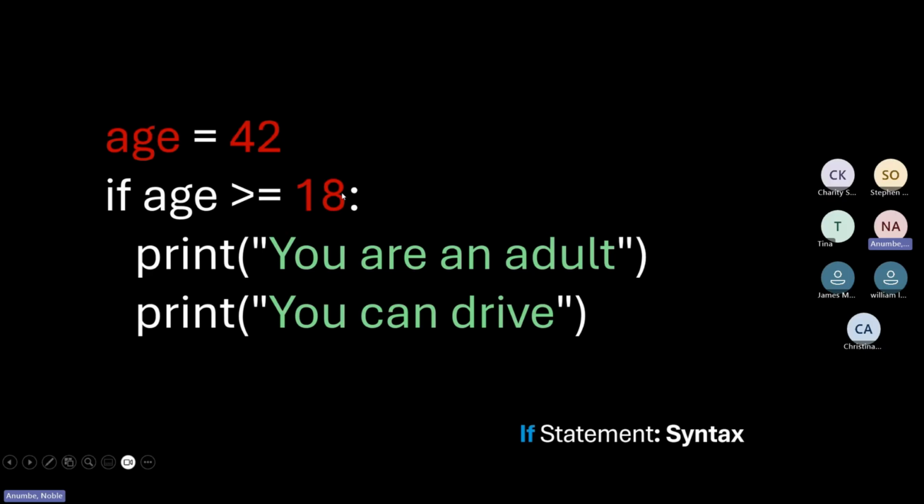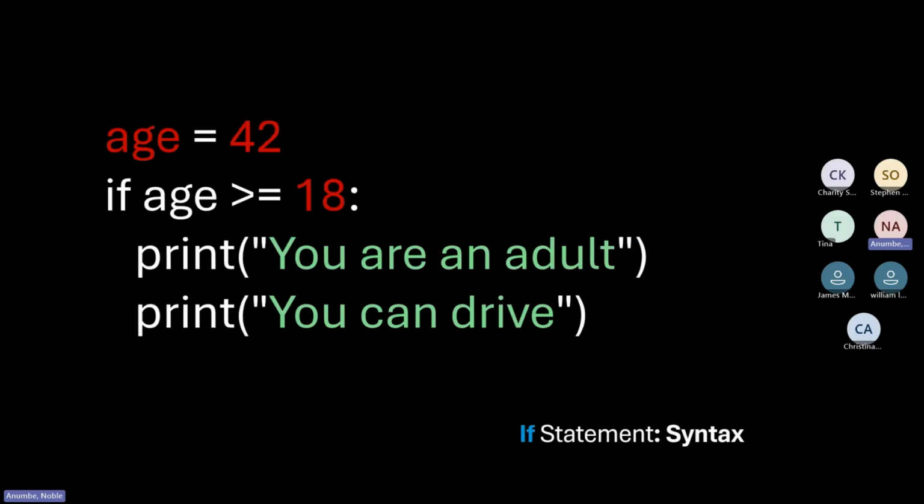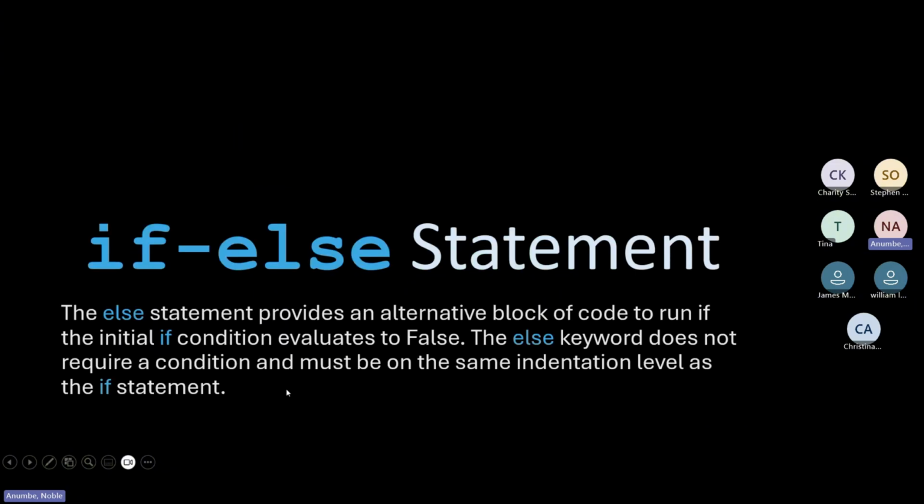Under the if-else statement, it actually gives you an additional condition here. If this is false, then else, then do something else, right? And that's the opportunity the if-else statement provides you. So that's why it says the else statement provides an alternative block of code to run if the initial if condition evaluates to false.